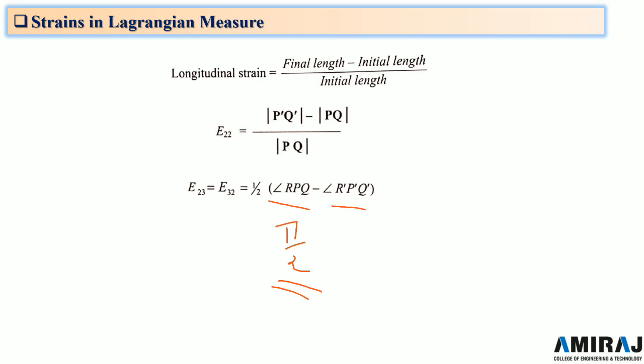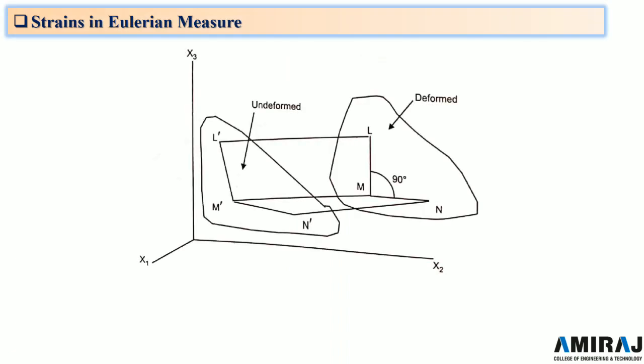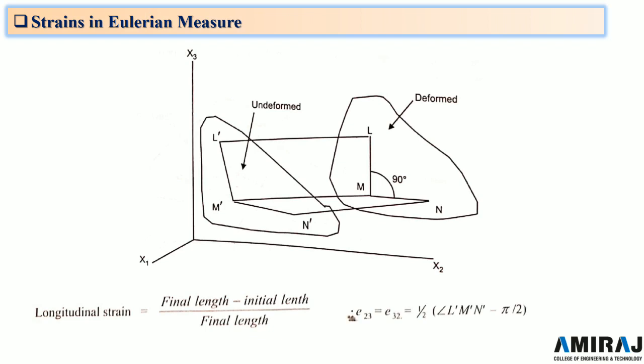Now the strain in the Euler measure is given by this. For the Euler measure, L, M, N are the points in the deformed state of the body, and their positions in the undeformed state are L dash, M dash and N dash respectively. And the strain is measured by this equation. Longitudinal strain is equal to final minus initial length divided by final length. So the shear strain will be equal to this, 1 by 2, the undeformed angle minus pi by 2. The deformed angle will be pi by 2. So this is about the strains in Euler measure.